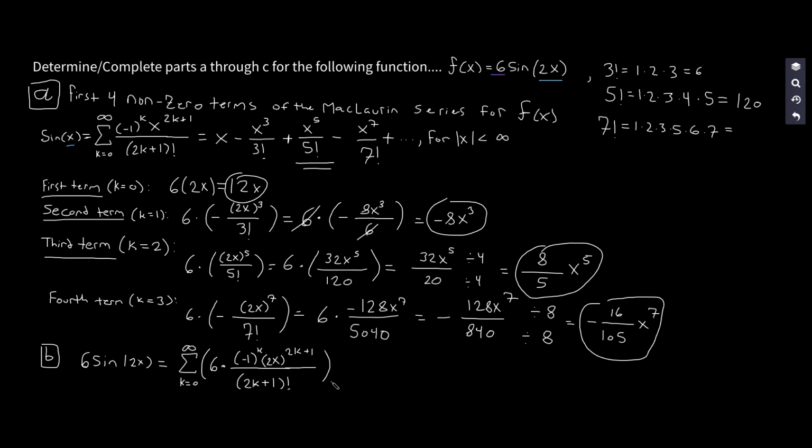Now, part C. The prompt is to determine the interval of convergence. And the great thing about working with sine and cosine is that they're both infinitely smooth no matter what, right? Like a sine wave, it's infinitely smooth no matter how big or how small the x value is. What that means is that the interval of convergence is going to be everything. So negative infinity to infinity is the interval of convergence.